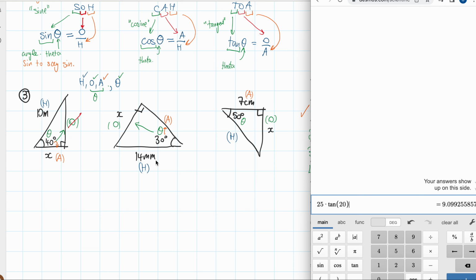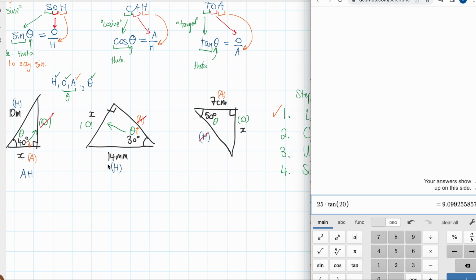What else is blank? Well, H is 14. Opposite has X, A is blank. There's nothing we want to solve, and we're not given anything on that side. Over here, the hypotenuse is blank. So let's cross it out. Let's write out the letters that are left. We have A and H. Now, as step 2 says, we want to choose our trig function.